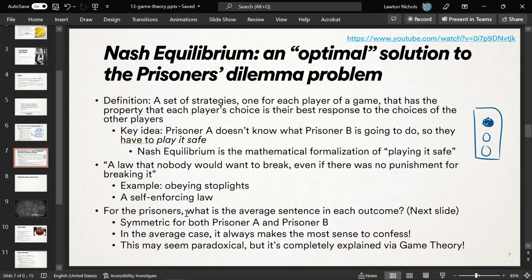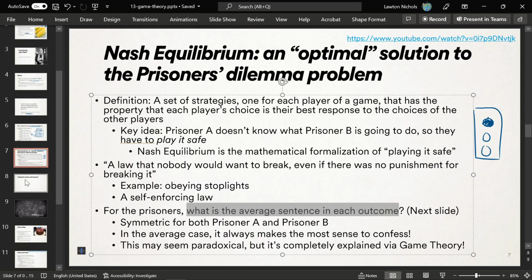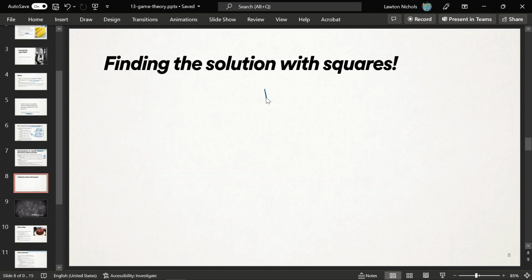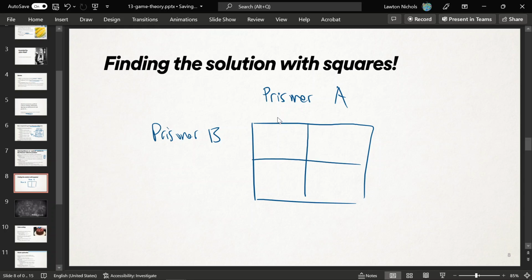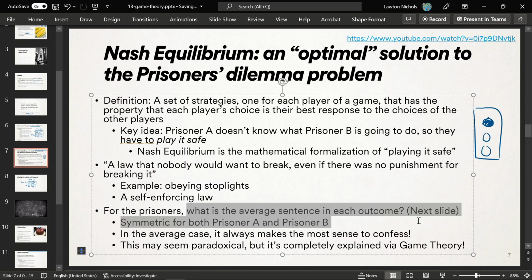So for the prisoners, what we'd like to do is calculate the average sentence in each outcome. So let's go back to prisoner A and prisoner B. You can either confess or not confess. If you both confess, you both get 5 years. If one doesn't confess, they get 0 years, but the other gets 10. Oh, sorry, I did that backwards. This one is 10. This one is 0. And then this one is 0, because A confessed and B didn't. So B gets the 10. And then if neither of them confess, you get 0 and 0.